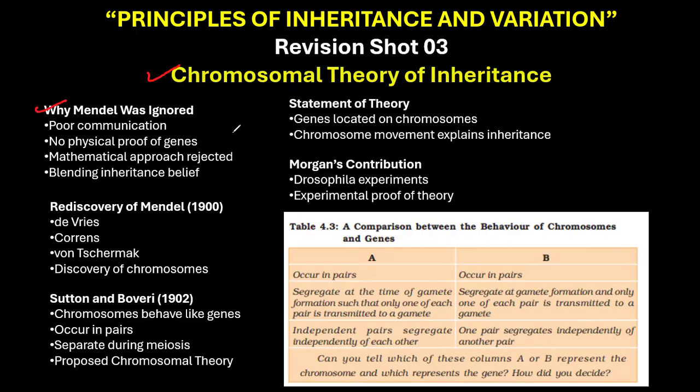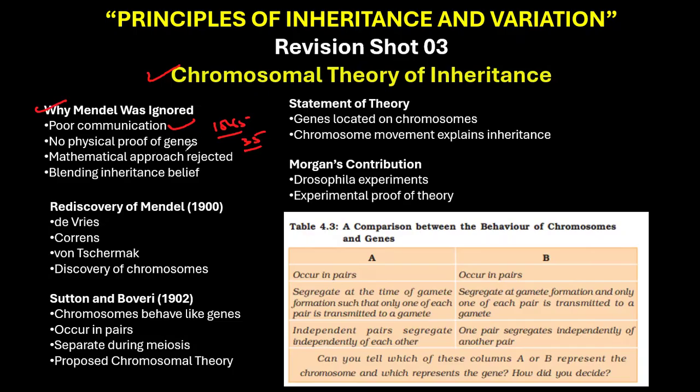Gregor Mendel published his work in 1865. It was 1865, but sadly, no one recognized it for 35 years. Now, why was Mendel's work not recognized, why was it ignored? Number one, communication was very slow in those days, poor communication. Number two, scientists believed that traits blend like mixing paint, but Mendel said traits remain discrete.